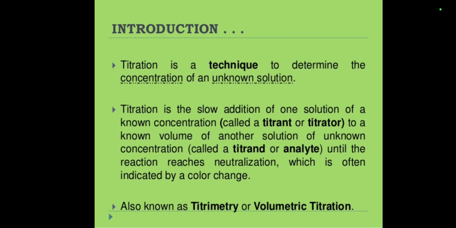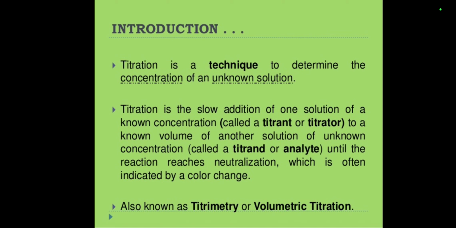So now, let's first define what titration is. Titration is a technique to determine the concentration of an unknown solution. Titration is the slow addition of one solution of known concentration, which is also called a titrant or titrator, to a known volume of another solution of unknown concentration, called the analyte, until the reaction reaches neutralization, which is often indicated by a color change.